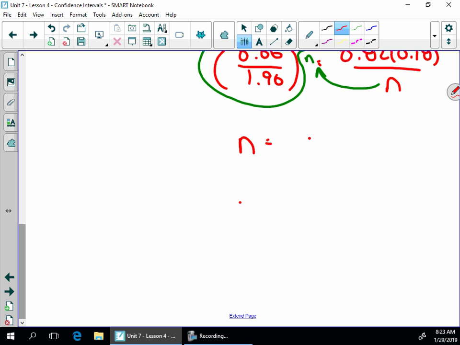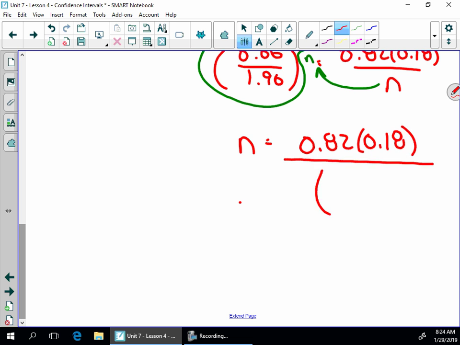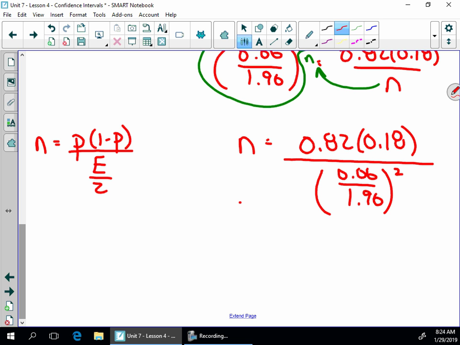n equals 0.82 times 0.18, whatever that comes out to, divided by 0.06 divided by 1.96 squared. It's the same thing every time. In fact, if you want a handy rearrangement, n equals p times 1 minus p divided by e over z squared. That's what that formula is. If you don't mind rearranging it, rearrange it. If you want to use the formula, use the formula.